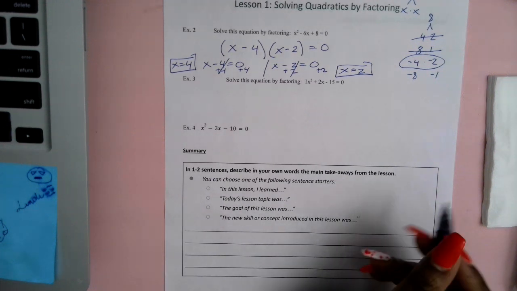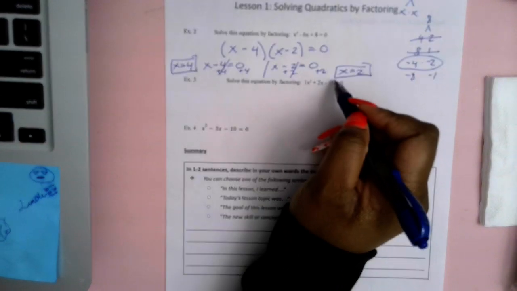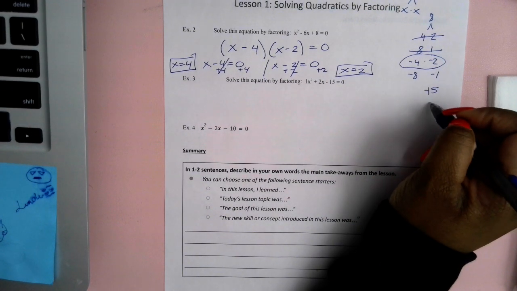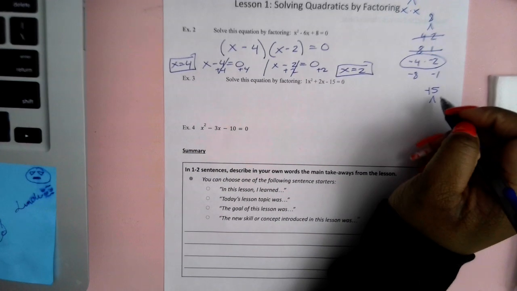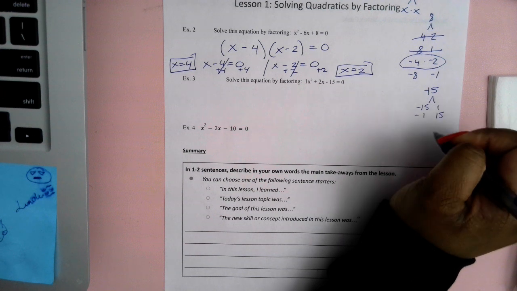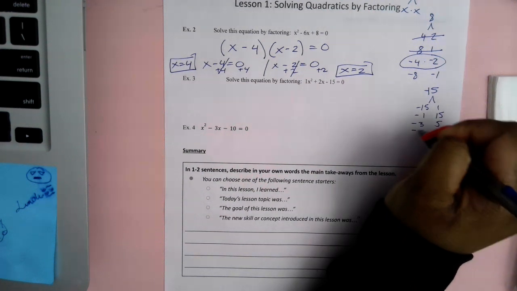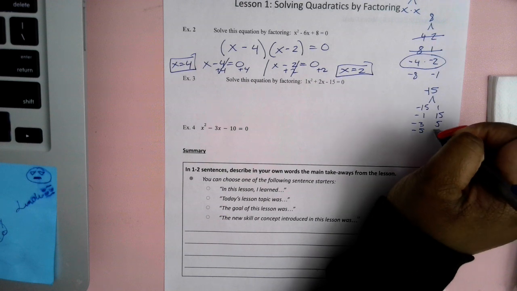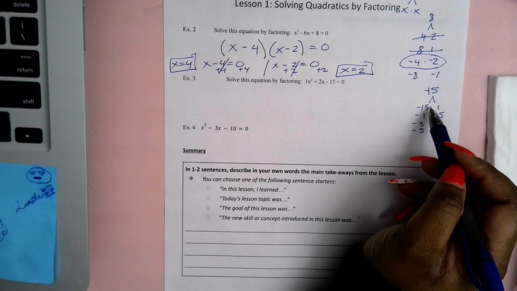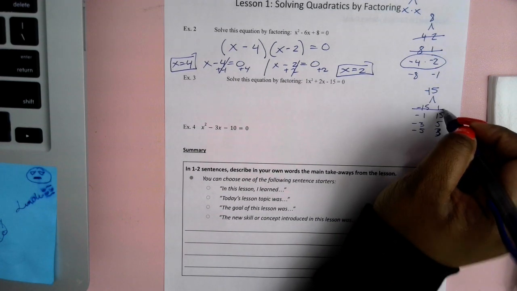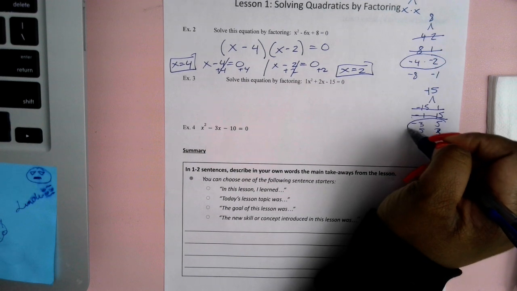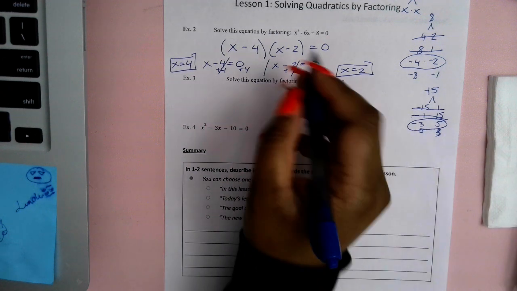Example number 3. We're going to find two numbers that multiply together to give us negative 15, but combine to give us positive 2. So factors of negative 15 are negative 15 and 1, or negative 1 and 15, negative 3 and 5, or negative 5 and 3. I think that's it. So let's combine them. Negative 15 plus 1 is not going to give us 2. Negative 1 plus 15 is not going to give us 2. Negative 3 plus 5 is going to give us 2. So we're going to circle that.